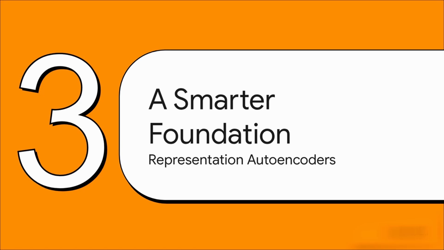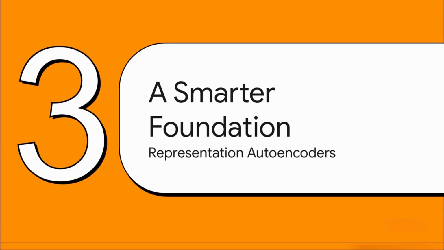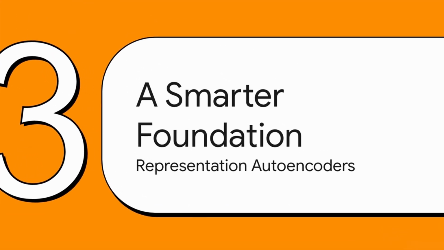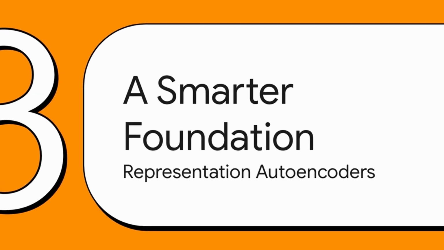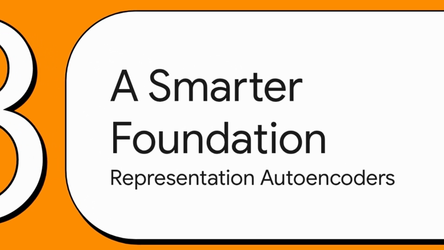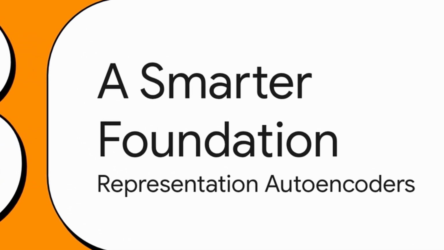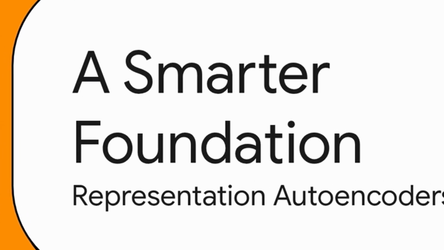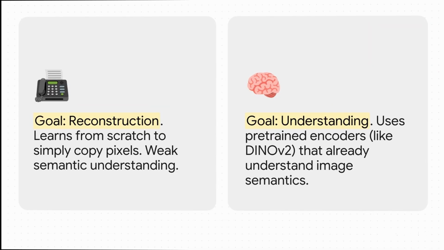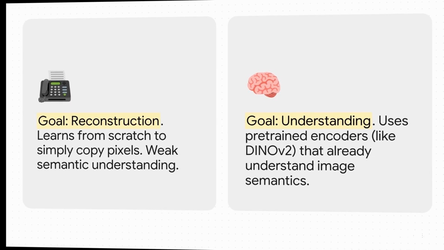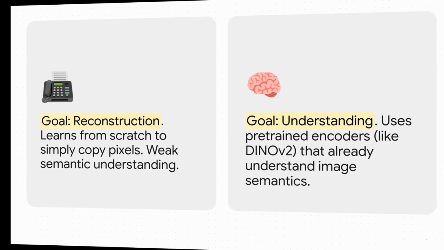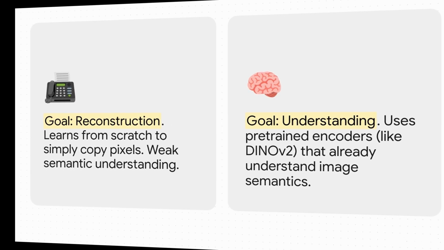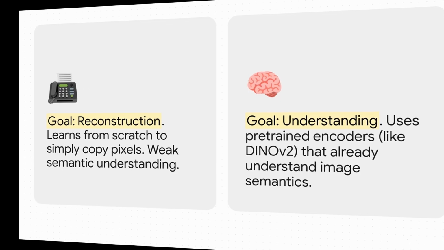So this brings us to the solution. Instead of trying to tune up that old rusty engine, these researchers decided to just replace it entirely with something way, way smarter. They call it a Representation Autoencoder, or RAE for short. And the whole philosophy behind it is completely different. The old VAE learned from scratch with one single goal: copy the pixels perfectly. But in RAE, it does something genius.